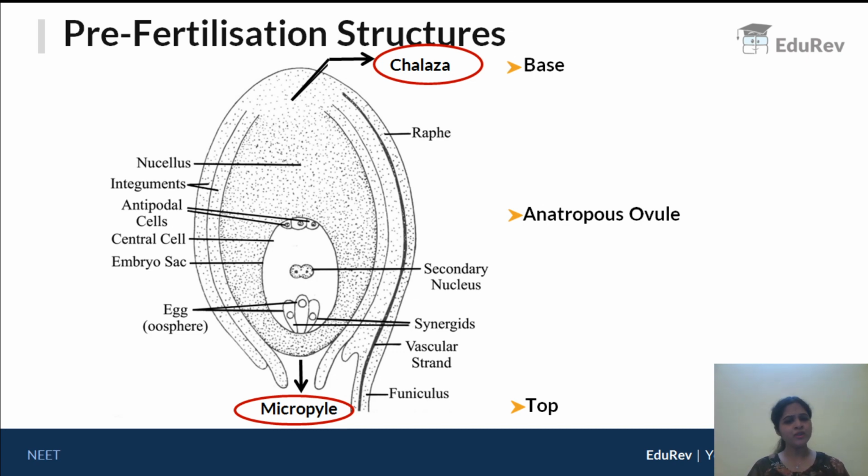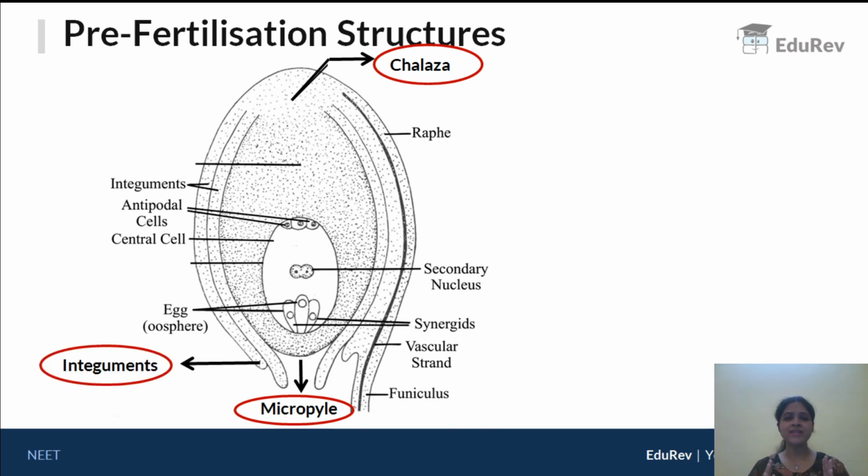Okay, now let's focus a little bit on the micropyle. Now the micropyle is also called a micropyle opening. It is an opening of something. Very clearly you can see that the micropyle seems to be covered with two layers. Very characteristically speaking, you can see two layers over here, on either side, presence of two layers.